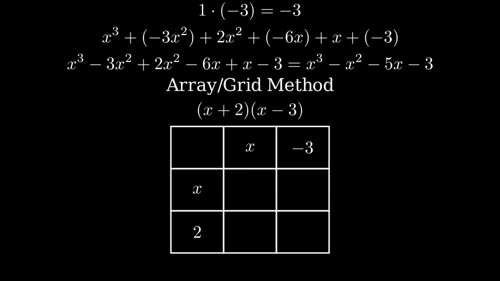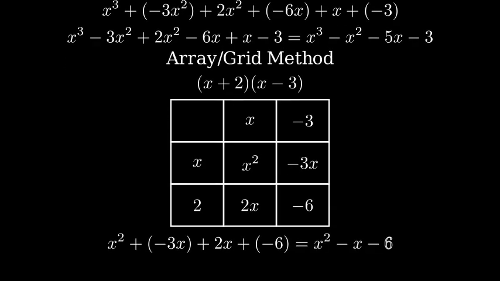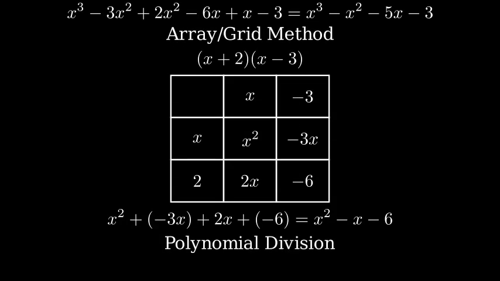We create a grid where the terms of the first polynomial label the rows, and the terms of the second polynomial label the columns. Then we fill in each cell with the product of its row and column terms. Finally, we add all the terms in the grid to get our result, x squared minus x minus 6, which matches our previous answer. Now, let's move on to division of polynomials.